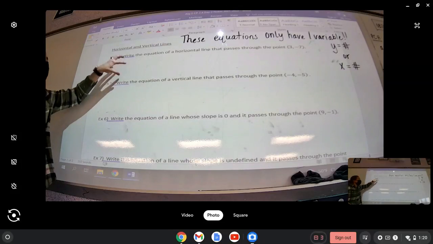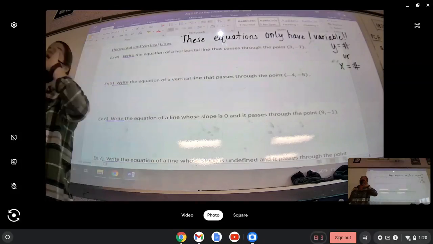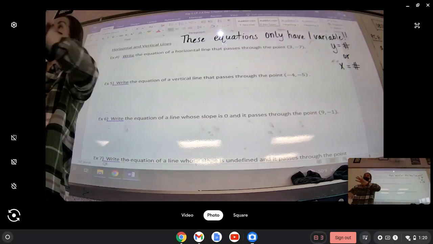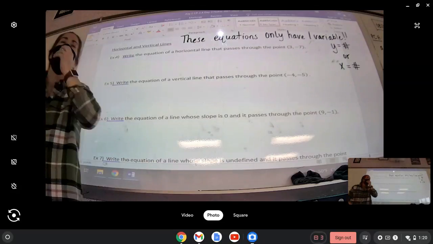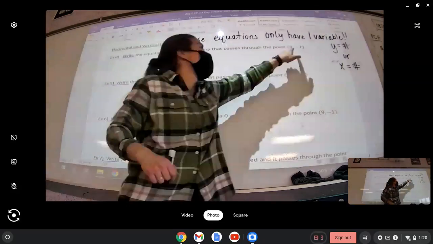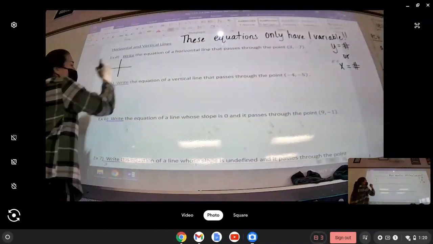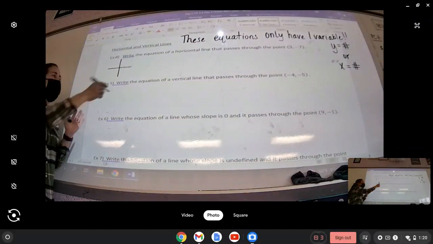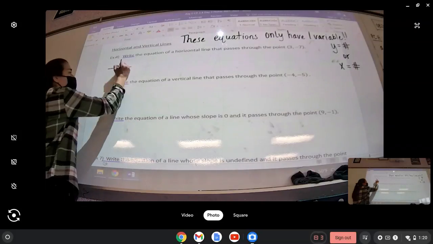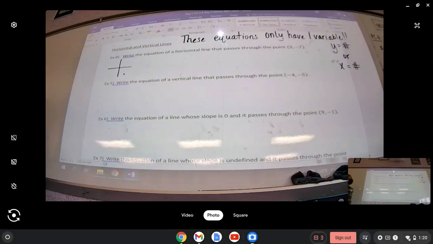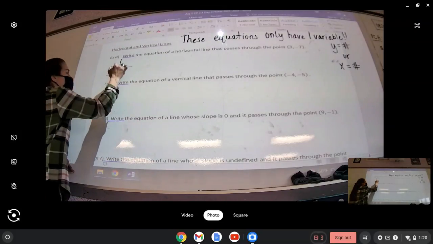This one says, write the equation of a horizontal line. So they're telling you it's a horizontal line. You don't even have to figure out which one it is. It's a horizontal line, and it has to pass through that point. This might help: you have a coordinate plane and a horizontal line passing through (3, -7). Right 3, down 7. Great.